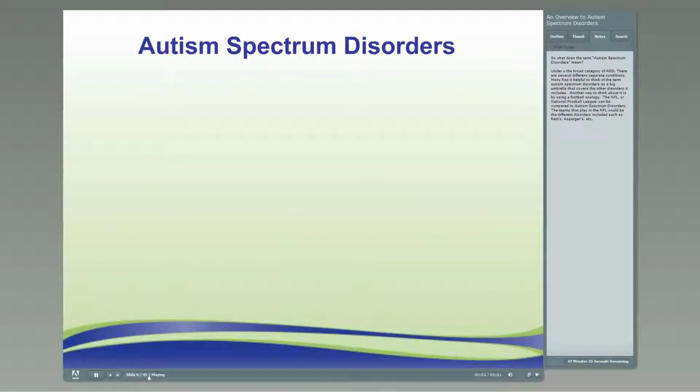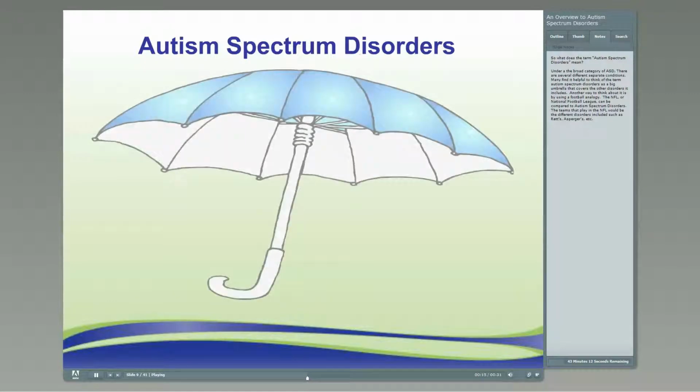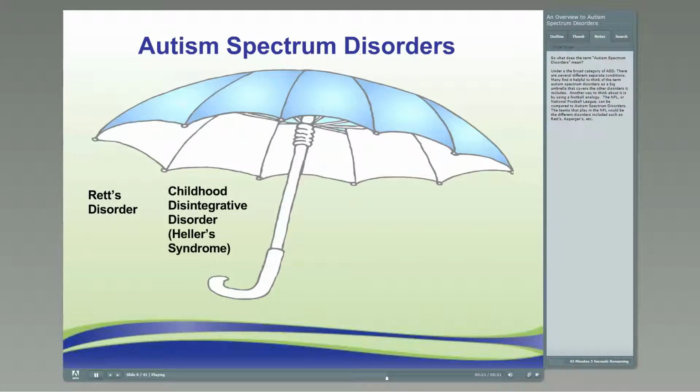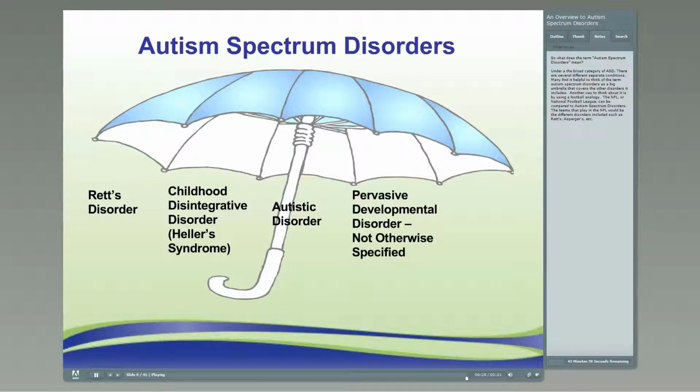So what does the term autism spectrum disorders mean? Under the broad category of ASD, there are several different separate conditions. Many find it helpful to think of the term autism spectrum disorders as a big umbrella that covers the other disorders it includes, such as Rett's disorder, childhood disintegrative disorder, autistic disorder, pervasive developmental disorder not otherwise specified, and Asperger's disorder.